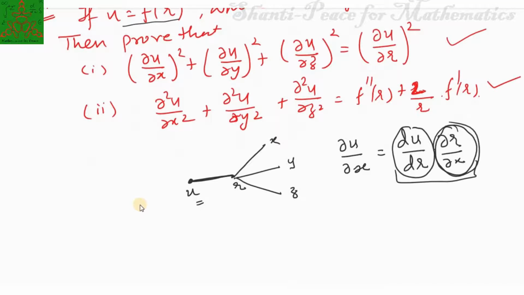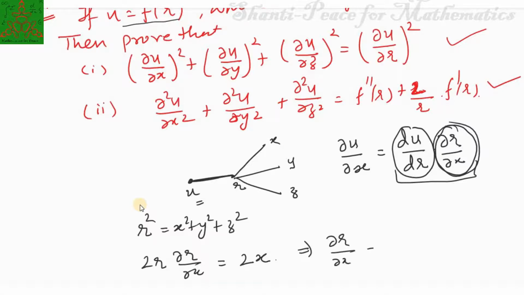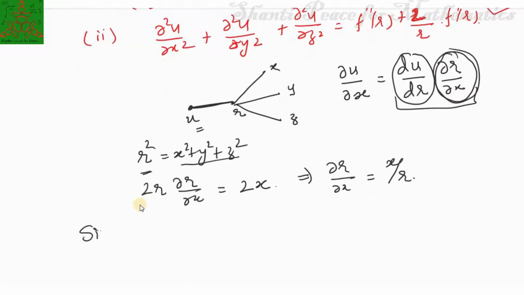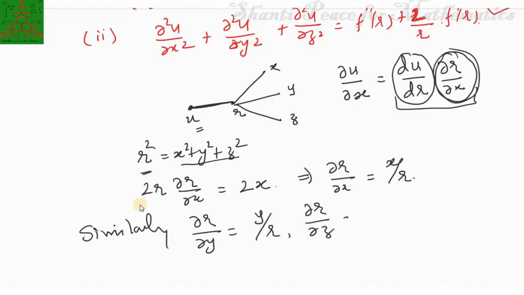To calculate this, I need to first calculate what ∂r/∂x is. For that, we are given r² equals x² plus y² plus z². So taking the partial derivative with respect to x, we'll have 2r ∂r/∂x by using the chain rule, and on this side we have 2x. So this implies that ∂r/∂x is x/r. Since r² is symmetric with respect to x, y, z, in a similar manner we also have ∂r/∂y as y/r and ∂r/∂z as z/r.